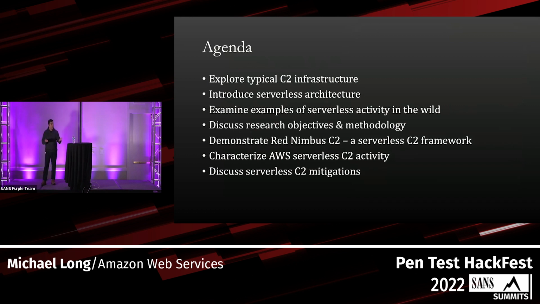So this is a fairly dense talk, so I want to break down our roadmap, those different topics that we're going to be exploring. As we get started, we're first going to discuss a typical C2 infrastructure, and that's going to give us a common baseline from which to compare and better understand serverless C2. We'll then provide some foundational information about serverless architecture, and that will lead into a discussion about examples of serverless activity observed in the wild.